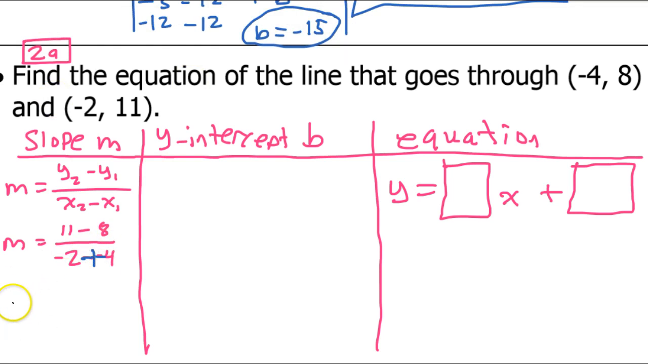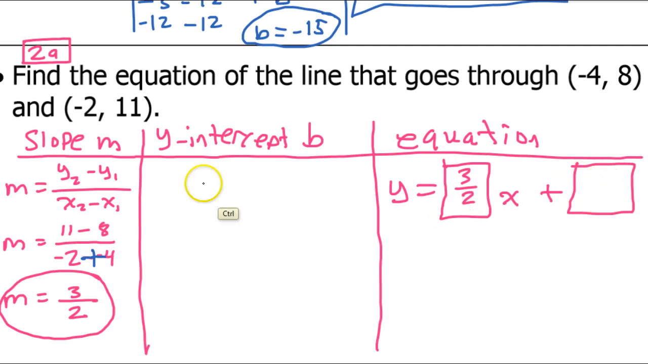Okay, so that's what I have. So now I'm going to have the slope is equal to 11 minus 8 is 3, and -2 plus 4 is 2. So there's my slope, 3 over 2. So I can go ahead and fill that in, 3 over 2. So now all I need to do is find the y-intercept.